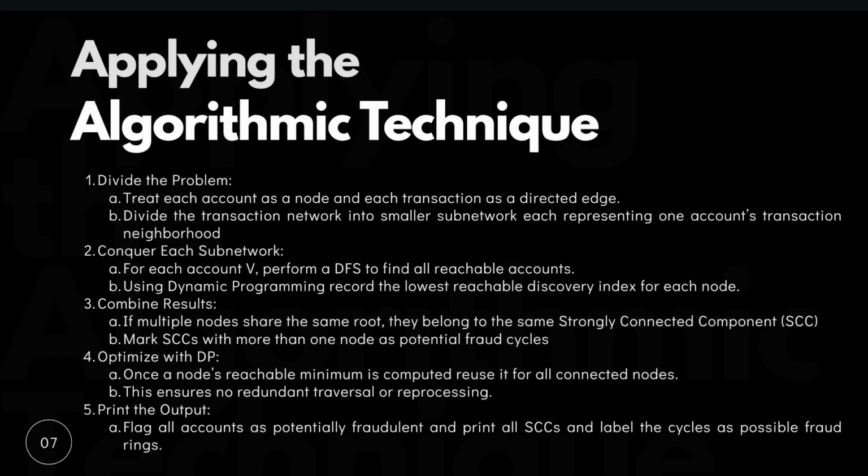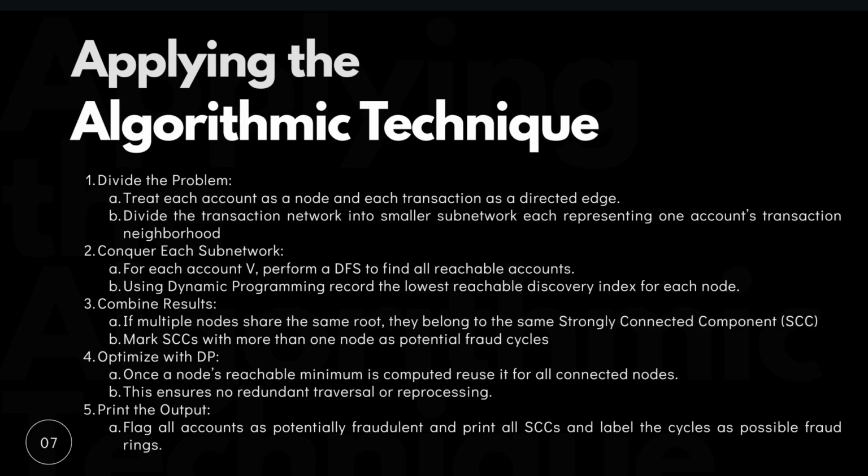So we're going to apply all these techniques together. We're going to divide the problem into subnetworks, and each of these subnetworks is going to get added into its own neighborhood. And then we're going to conquer that. We're going to use DFS to find all the reachable accounts. Using dynamic programming, we're going to record the lowest reachable discovery index for each node. And then we're going to combine all these results together. So if multiple nodes have the same root, they belong to the same strongly connected component, or SCC. We're going to mark this SCC as potentially fraudulent, and then a representative can check out this fraud cycle and see if it's actually fraud.